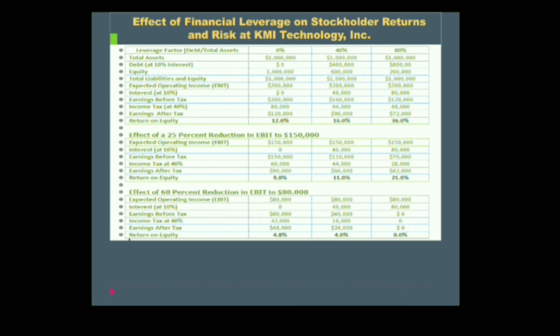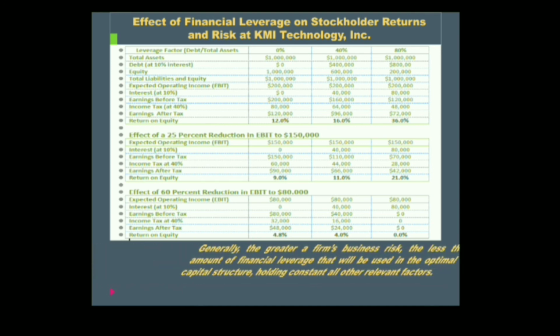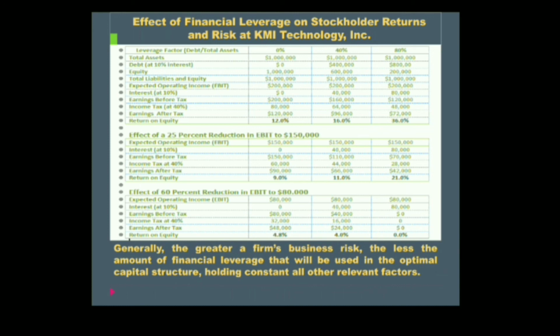In this simplified example, we hold the cost of debt constant as the ratio of debt to total assets increases. Generally, the greater a firm's business risk, the less the amount of financial leverage that will be used in the optimal capital structure, holding constant all other relevant factors.